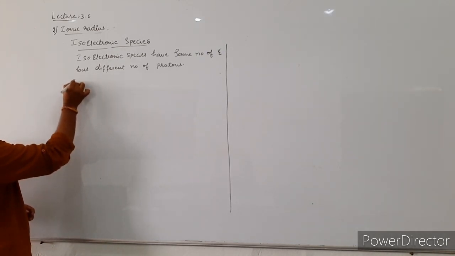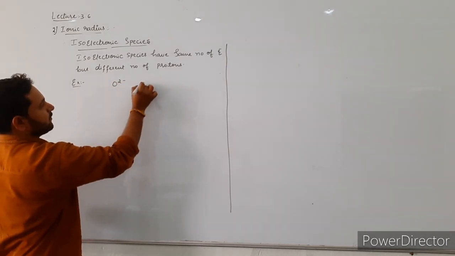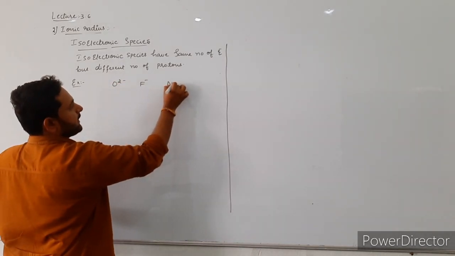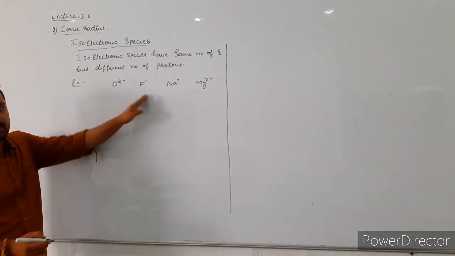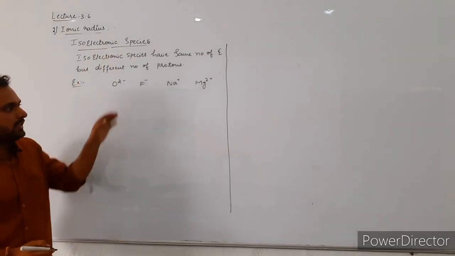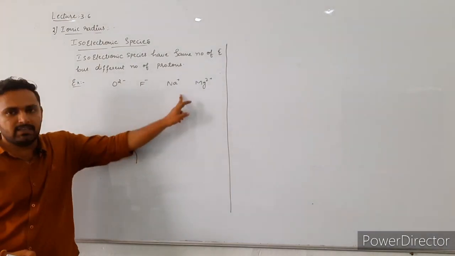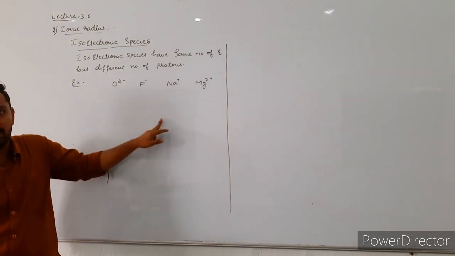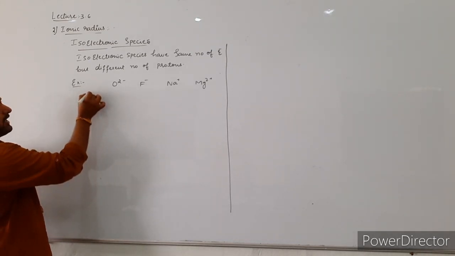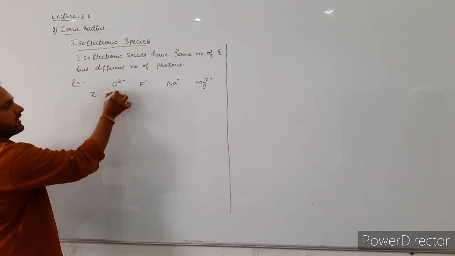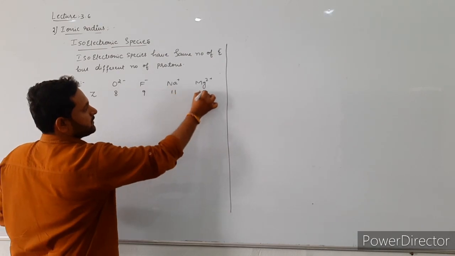So here I will give example: O2 minus, F minus, Na plus and Mg plus 2. These four species are isoelectronic species. Why these four species are isoelectronic species? Because in these four species the number of electrons are same. Now let us check whether same number of electrons or not. First, atomic number. What is the atomic number of oxygen? 8, fluorine 9, sodium 11, magnesium 12.